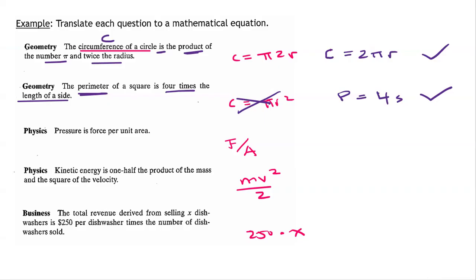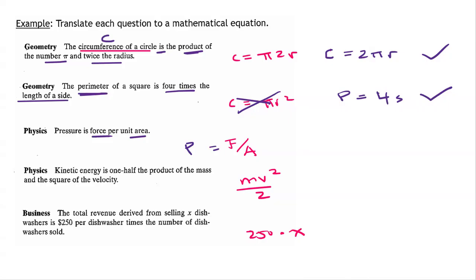The next one here says the pressure is force per unit area. So this is close. We got the force per unit area. So it's force divided by the area. All we need is the equal and then the pressure. So it's to be P is equal to F over A.